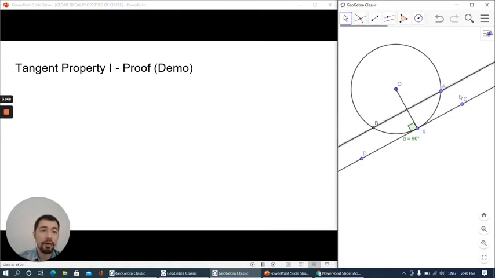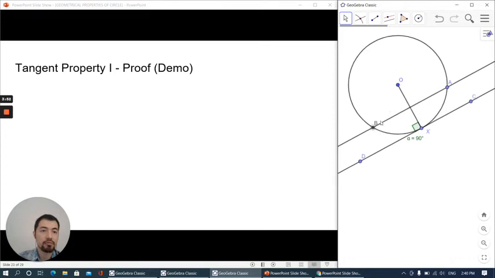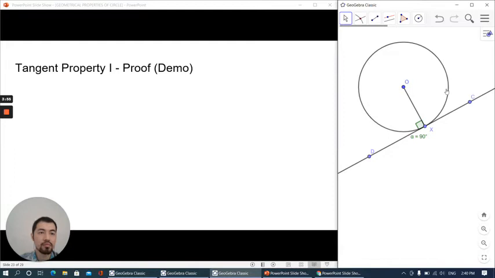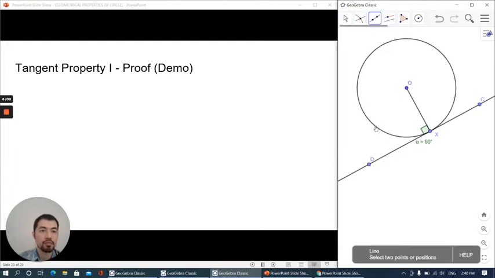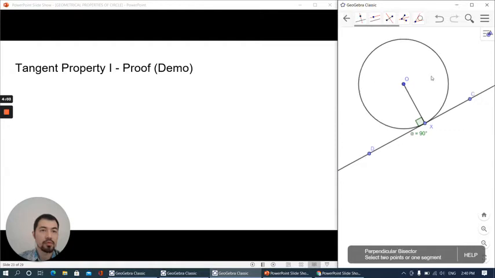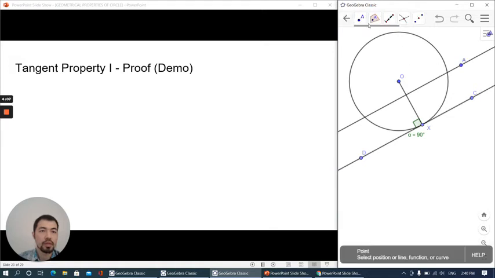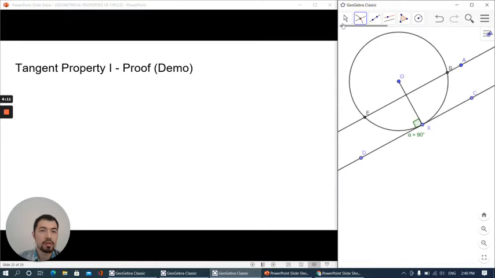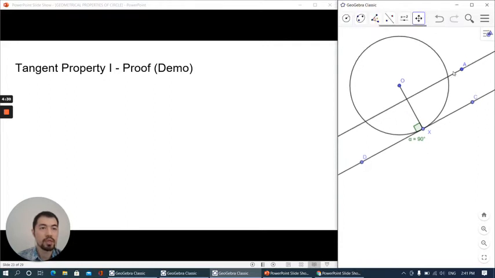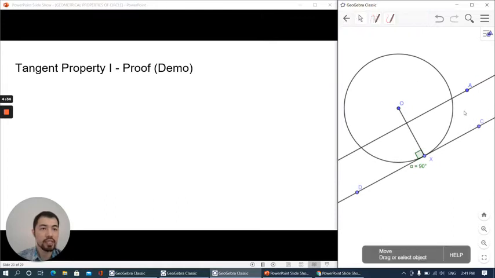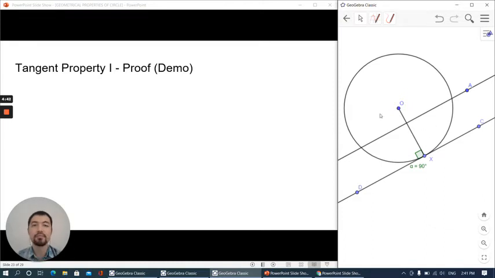And so if I bring this chord down, imagine that I'm bringing this chord down, down, down, down to here. I'll get 90 degrees, right?